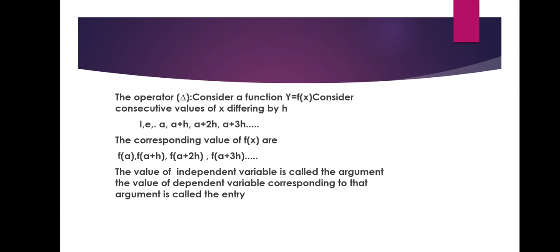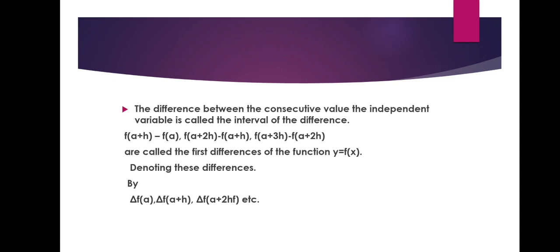x is the independent variable and y is the dependent variable, and consecutive values of x with difference h, that is a, a plus h, a plus 2h, a plus 3h. The corresponding values of f of x are f of a plus h, f of a plus 2h, f of a plus 3h. The value of the independent variable is called the argument.